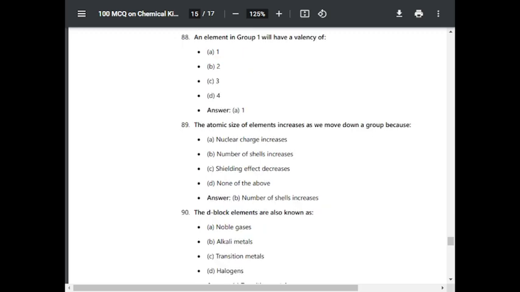Question number 89. The atomic size of an element increases as we move down a group because: option A, nuclear charge increases; option B, number of shells increases; option C, shielding effect decreases; option D, none of the above.